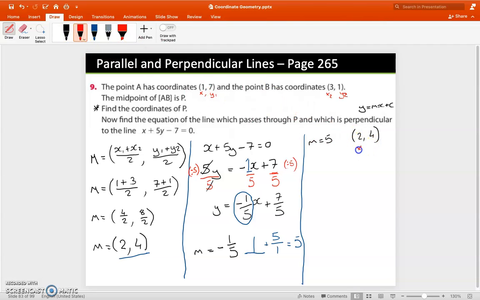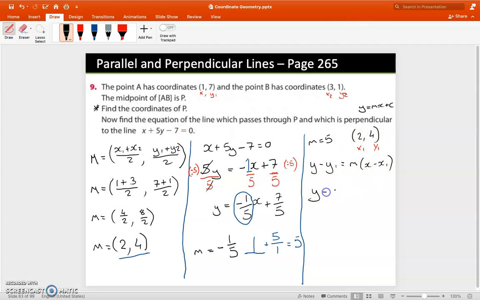So we have our x1 and our y1. And what we're going to be using is the formula that we've been using a lot: y minus y1 equals m(x minus x1). Because all of these numbers are positive, it's going to make life very easy. We're just going to substitute in.